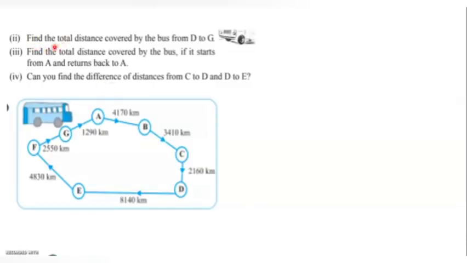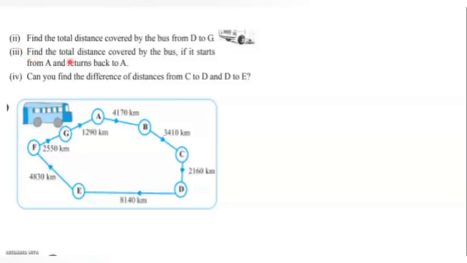Second question is, find the total distance covered by the bus from D to G. It is a similar kind of question. From D to G, which all distances do you have to add for finding the distance from D to G? This one, and this one. When you add all the three, you will get the answer.